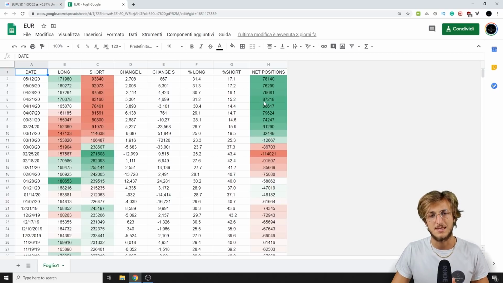Now, what we can see is that the net positions have been greatly increasing. We went from minus 114k all the way up to 78k net positions. So definitely a strong increase, meaning that we went from having more short positions than longs to having more longs than shorts. In fact, at the moment we have 171k longs and 93k shorts, with a 70% short exposure and 31.4% long exposure. So at the moment, EURUSD is being bought by hedge funds and big institutions.